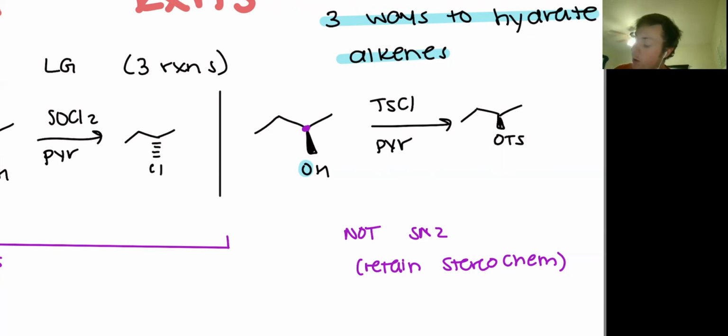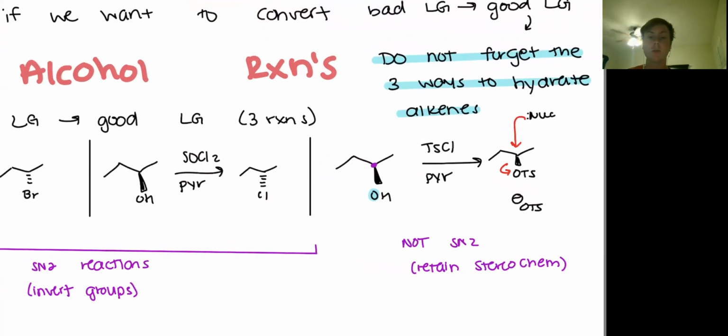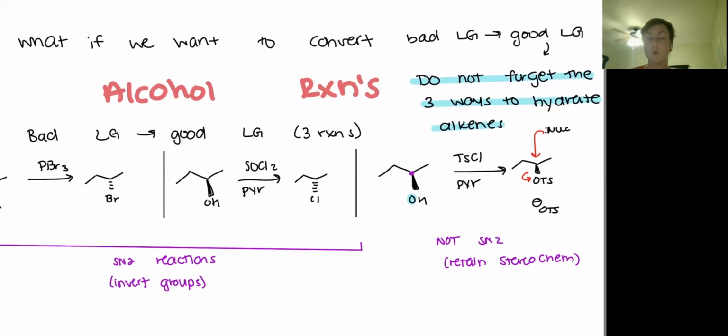And so now this opens the door to having a good nucleophile coming in and attacking the tosylate and kicking it off as a stable leaving group, because again, the tosylate is a good leaving group. And so this does not go through an SN2 mechanism at that chiral center. And so we retain the stereochemistry again of that chiral center. And so that's really important because we can control whether we invert the groups or not.